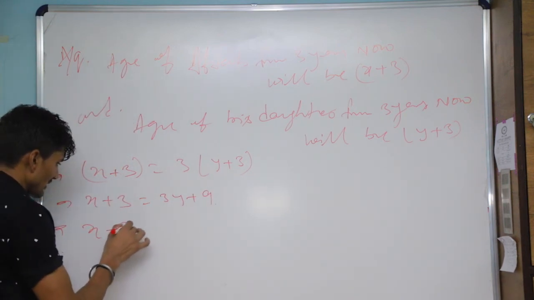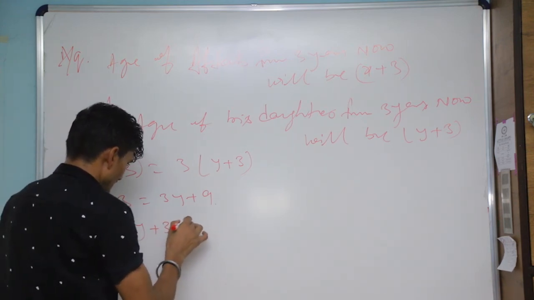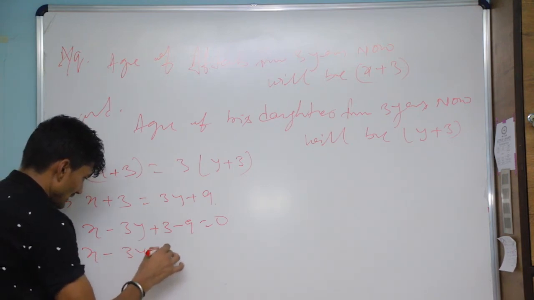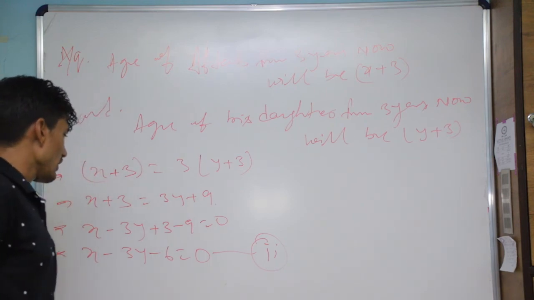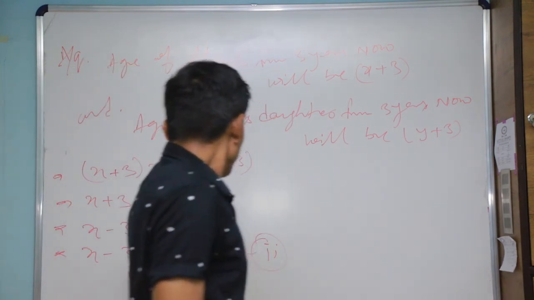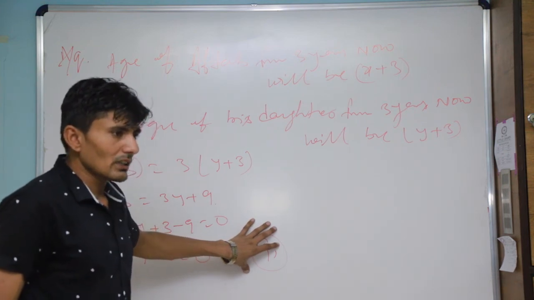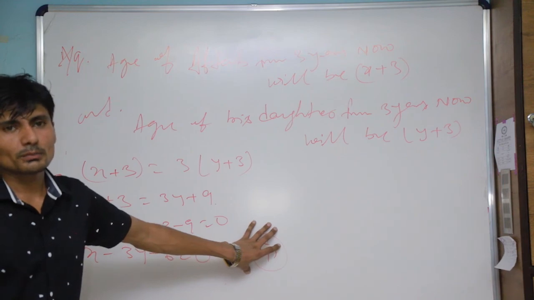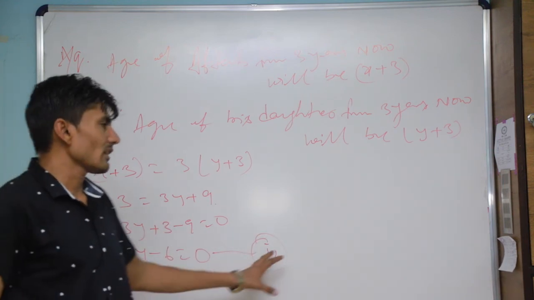Now x minus 3y plus 3 minus 9 is equal to 0. X minus 3y minus 6 is equal to 0. That is another equation. Now we have the two equations, equation number 1 and equation number 2. Now we have to solve these equations, find out the values of x and y, and then show them on the graph.